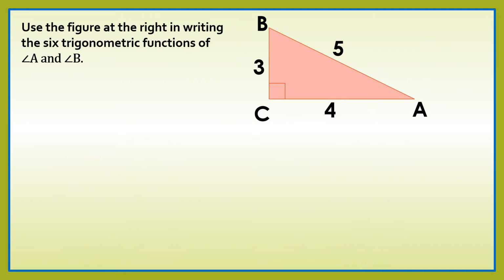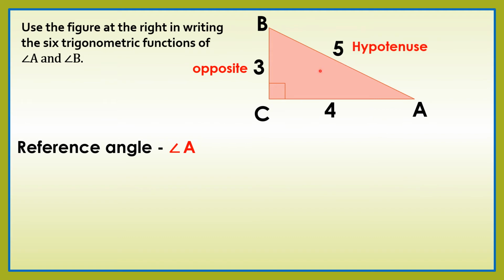Let's have here triangle ABC, and the sides are 3, 4, and 5. So, sabi dito, use the figure at the right in writing the 6 trigonometric functions of angle A and angle B. So, unahin nating reference angle yung angle A. So, kung angle A ang ating reference, ang ating opposite ay 3, at ang ating hypotenuse ay yung 5, yung longest side, opposite ng right angle, at ang ating adjacent, yung 4, yung side na katabi ng reference angle.